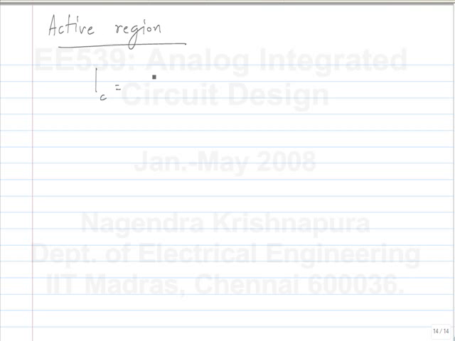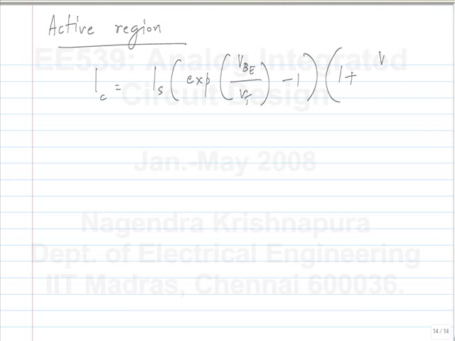In the active region, as I mentioned earlier, it is some saturation current, exponential of VB by VT minus 1. And just like the MOSFET, it shows some dependence over VCE. Okay, the current is not exactly constant, but it's only approximately constant. And the proportionality constant for VCE is 1 over VA, where VA is the early voltage.